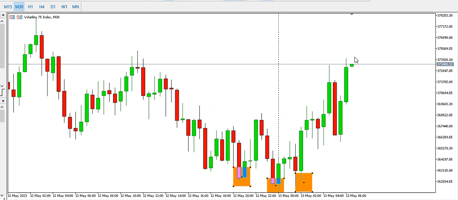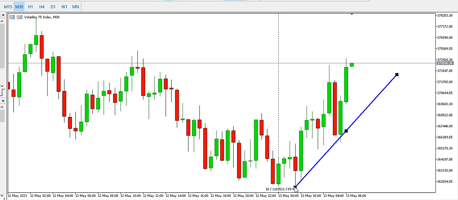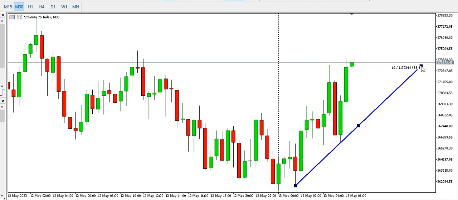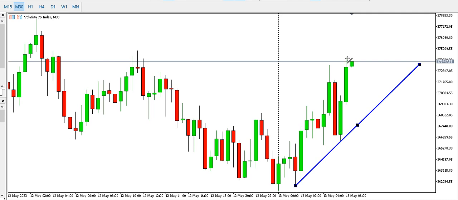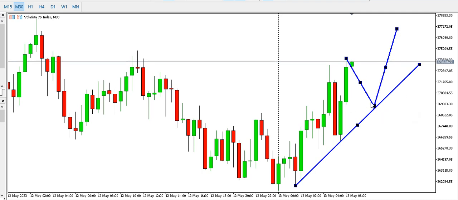For now, price will continue to go up if this ascending trend line is respected. In as much as it's going up, we will retrace and test this ascending trend line around it and continue. It will keep going up only if the ascending trend line is respected.